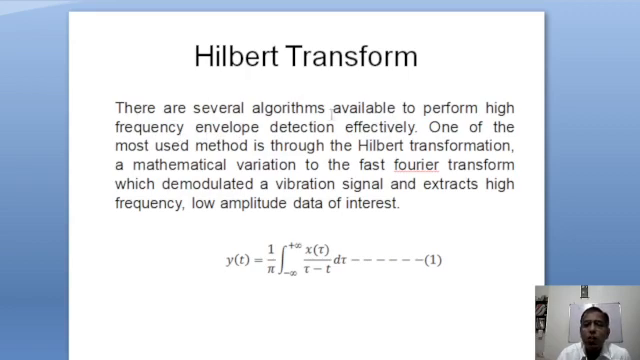So there are several algorithms available to perform high frequency envelope detection effectively, and one of the most used methods is the Hilbert transform. It is a mathematical variation of the fast Fourier transform which demodulates a vibration signal and extracts high frequency low amplitude data of interest. So this is how the Hilbert transform works. We will see the working of the Hilbert transform in detail in the coming lectures.